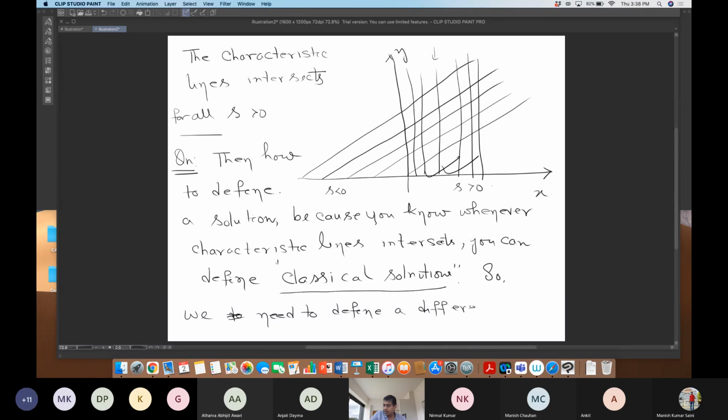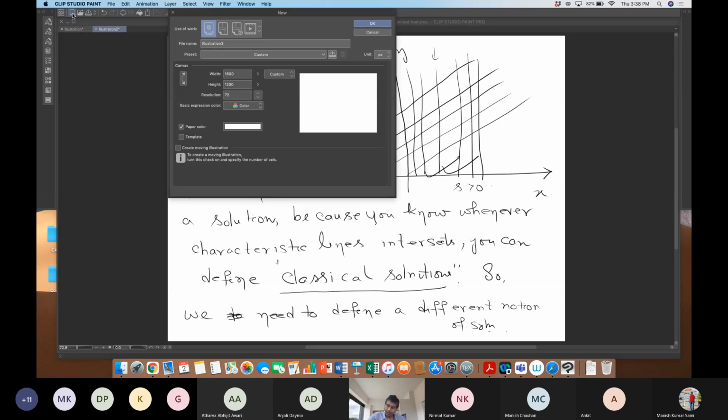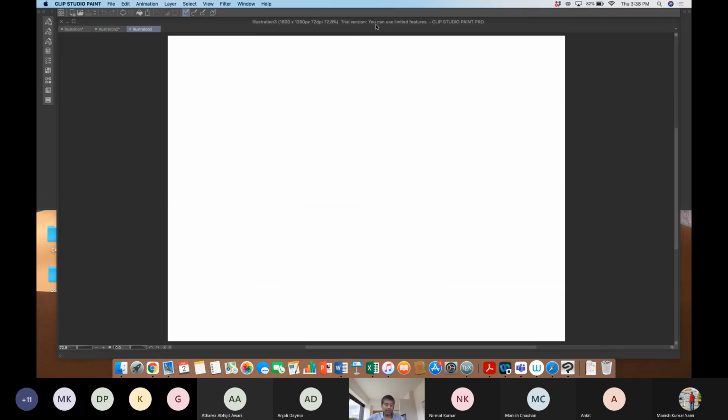A different notion of solution, which is different from the classical sense. Is that clear? Whenever you remember this example, whenever this intersects, the solution is discontinuous. You know all those things. Then the question is how to define the solution. Any idea? Can anyone tell me how to do that?